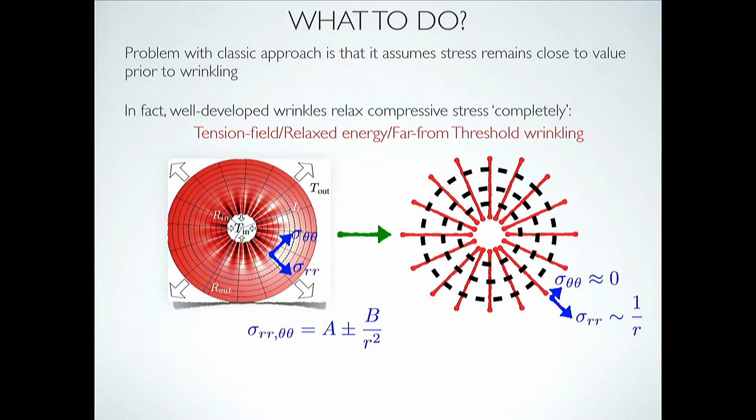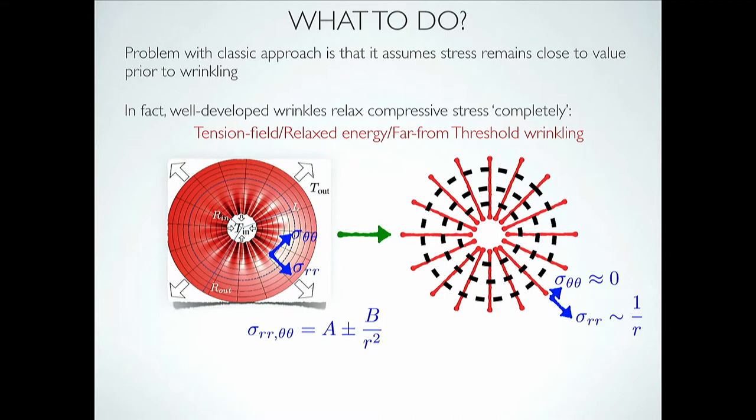So instead of saying that these two things are the same order of magnitude, you have to say sigma theta theta is basically zero. And then when you go back to div sigma equals zero, instead of getting this solution, you find that sigma RR is 1 over R. So, okay, maybe that's a bit technical. What I'm really trying to say is that instead of thinking about a membrane, a wrinkled object is a bit more like a spider's web.